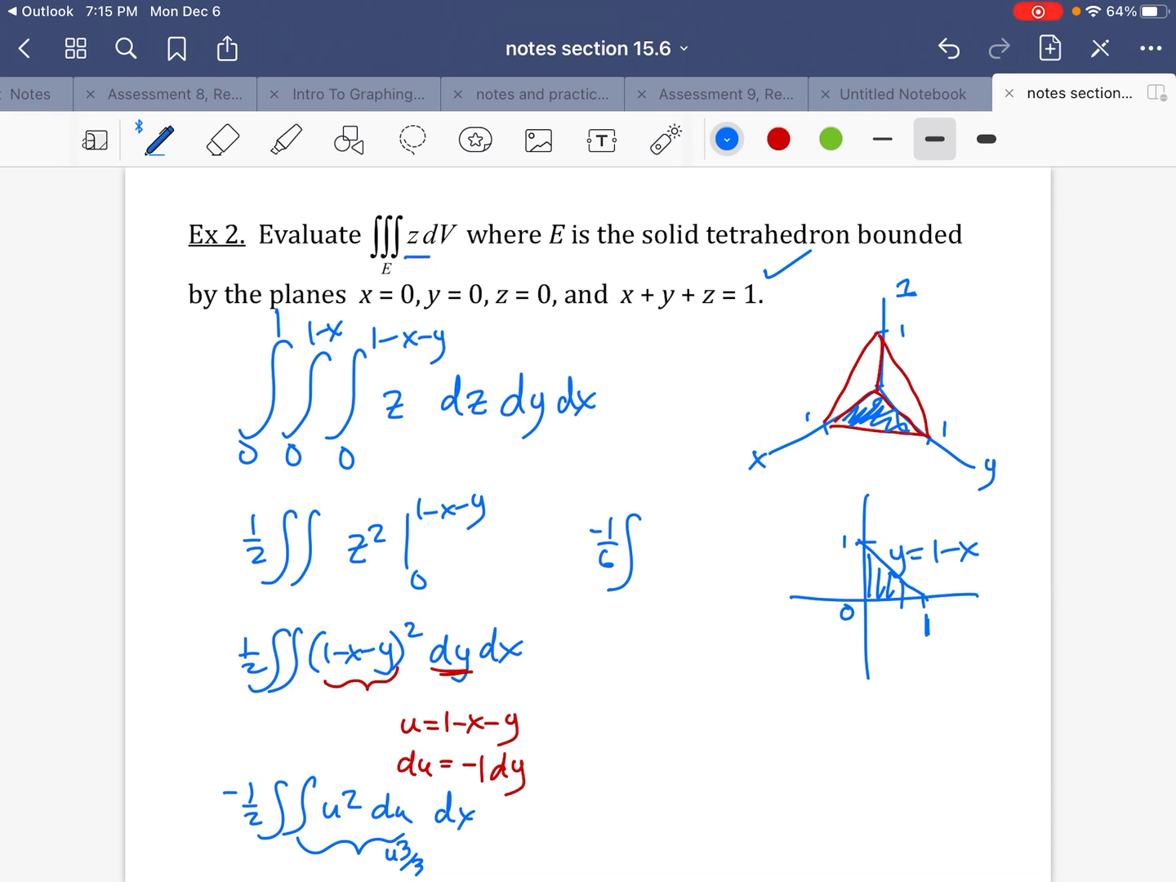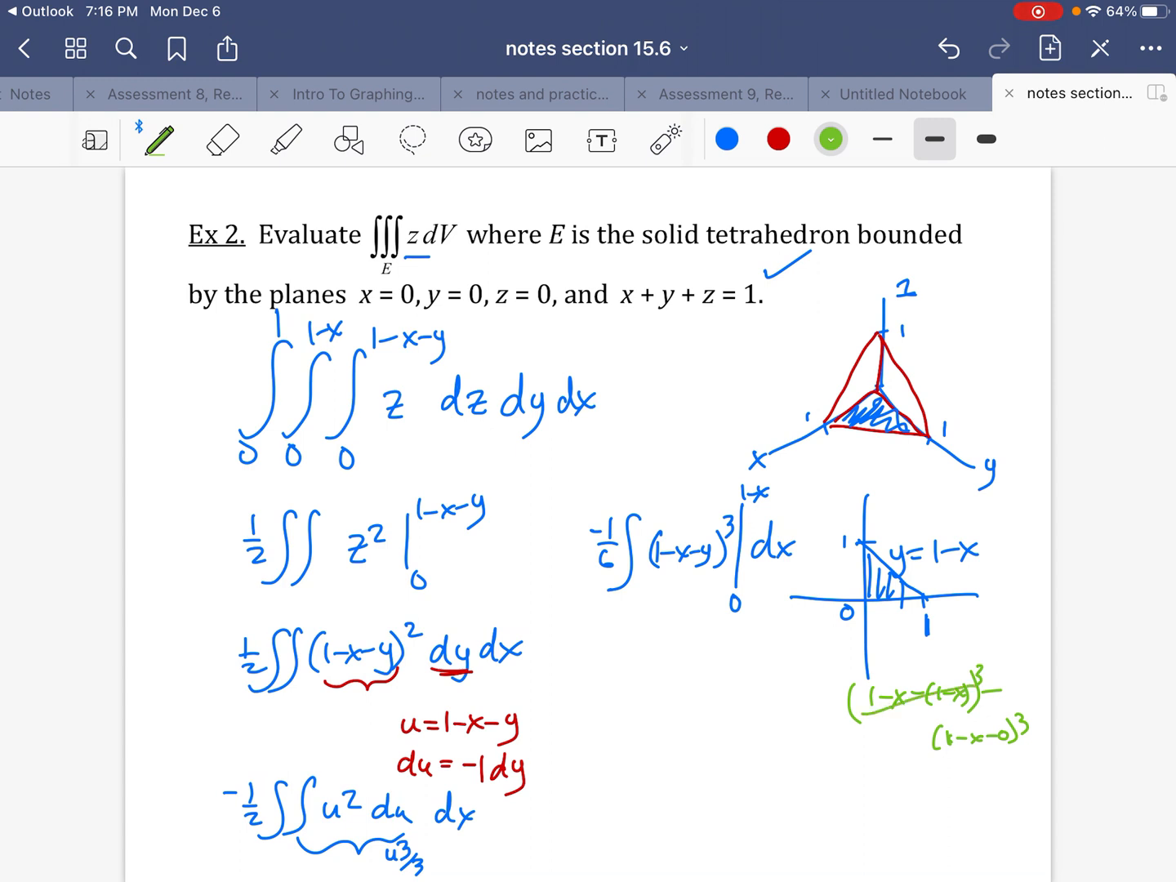I'll put it up here. All right, and I have u to the third, so I basically have something to the third. I still have dx to do, but I still have to evaluate this. So u is 1 minus x minus y, to evaluate this from 0 to 1 minus x. So that means I have to plug in 1 minus x for y. So I would get 1 minus x minus (1 minus x) to the third, minus plug in 0. So I'd get (1 minus x minus 0) to the third.